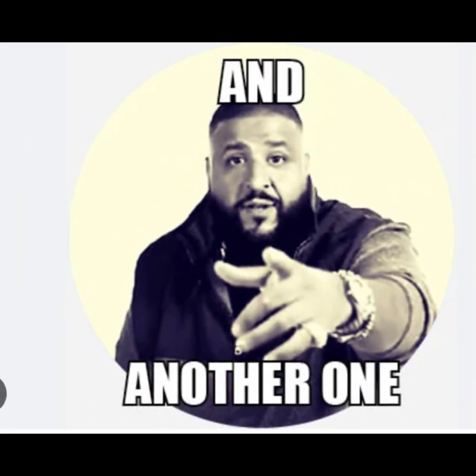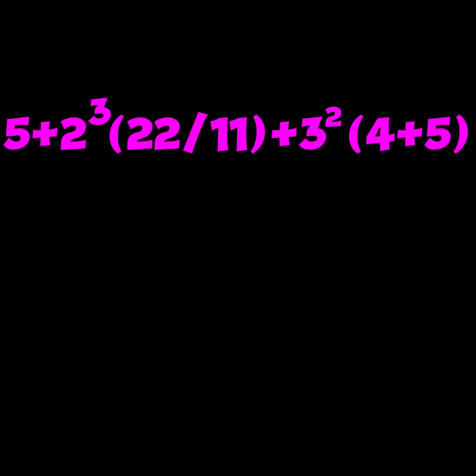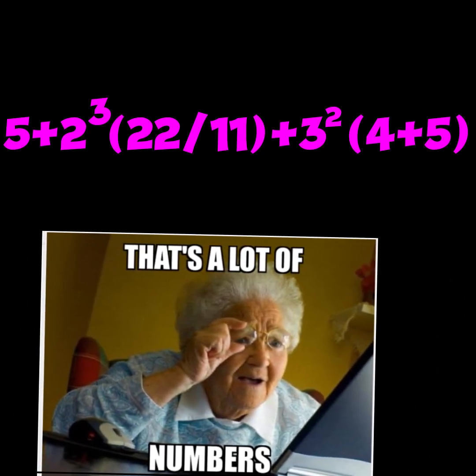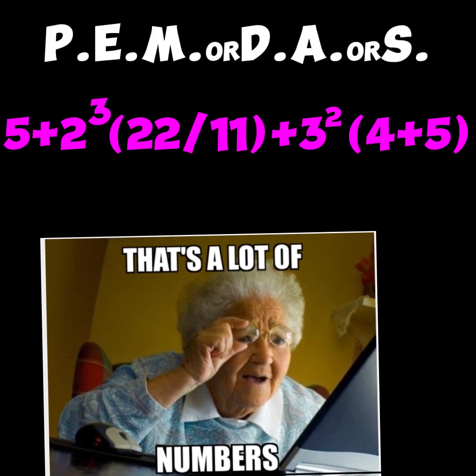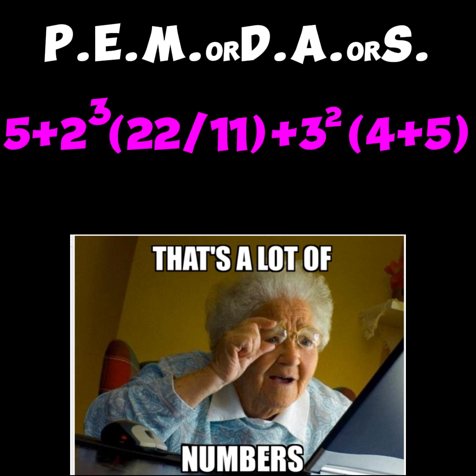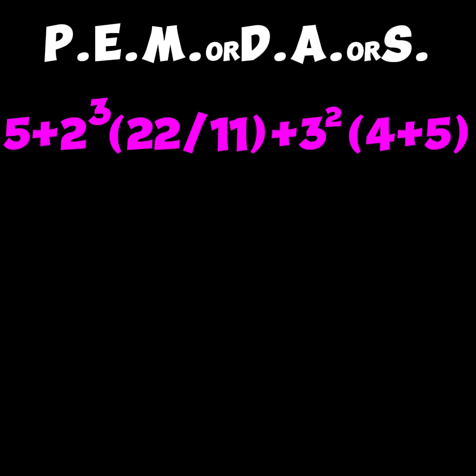Let's try another one. We've got 5 plus 2 to the third power times the quantity of 22 divided by 11 plus 3 squared times the quantity of 4 plus 5. Whew, mouthful. This is long, but we have our dear Aunt Sally to help us. Remember, P, E, M or D, A or S.